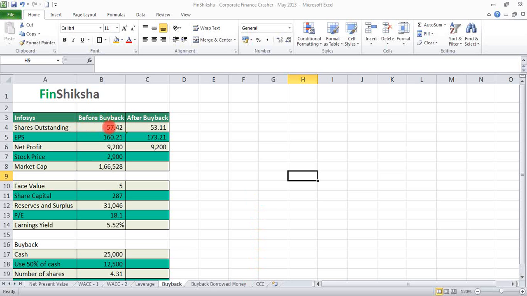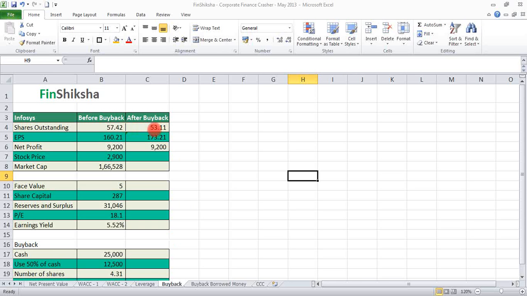Now, before the buyback, they have 57.42 crore shares or 574 million shares outstanding. Their net profit is 9,200 crore or 92 billion Indian rupees. Market capitalization is given as this, let's assume, and you get the stock price, you get the earnings per share based on the calculations. They have 25,000 crore of cash on their books. So effectively, let's assume they're using half of this. If they're using half of this, 12,500 crore at this market price, they will get 4.31 crore shares.